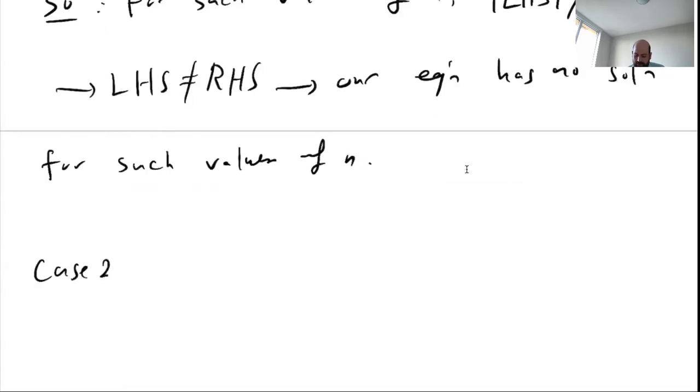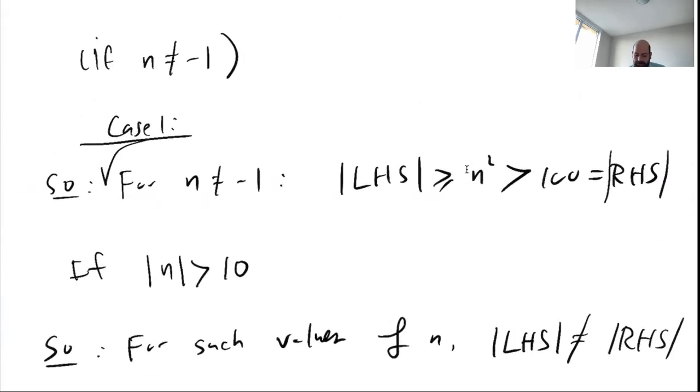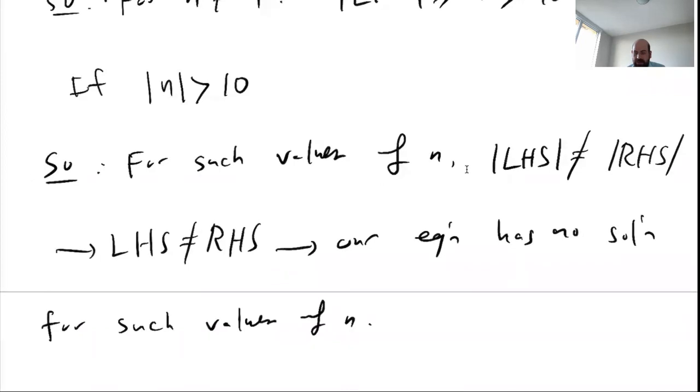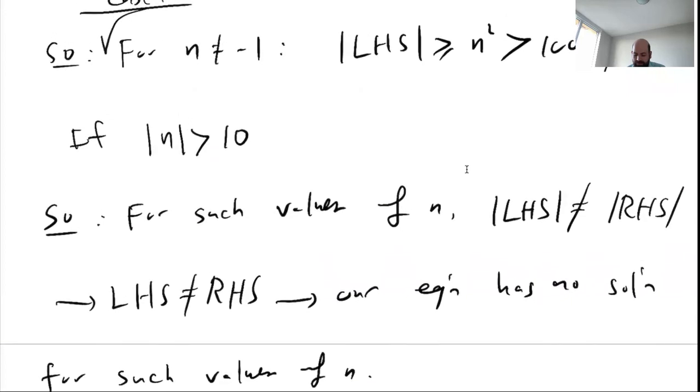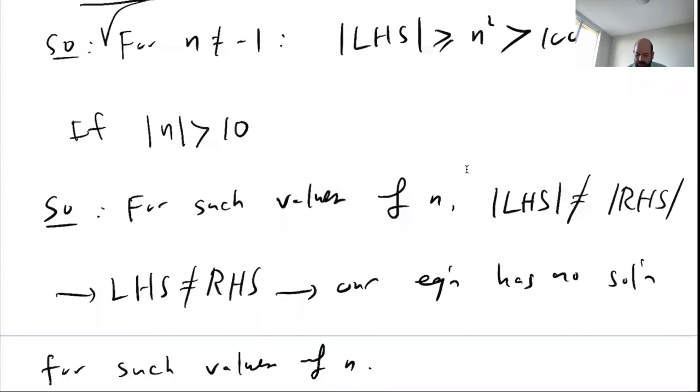Case 2, if the absolute value of n is less than or equal to 10. See, case 1, if the absolute value of n is bigger than 10 and n is not equal to minus 1. Well, if the absolute value of n is bigger than 10, automatically n will be not equal to minus 1, right? So I just need to consider this one as my condition in case 1: the absolute value of n bigger than 10. Right, so this is the condition of case 1.